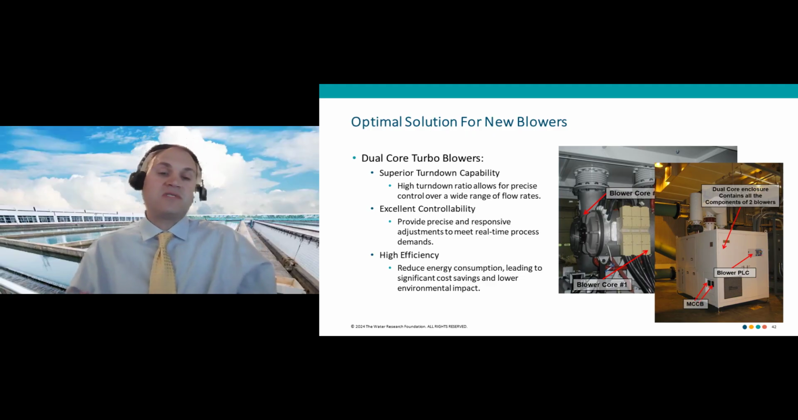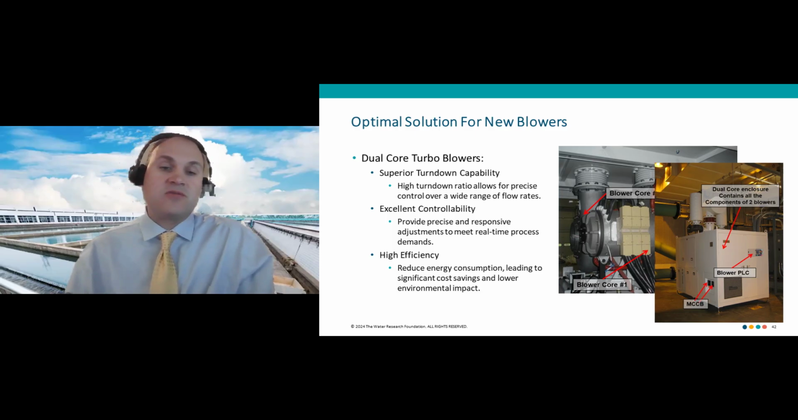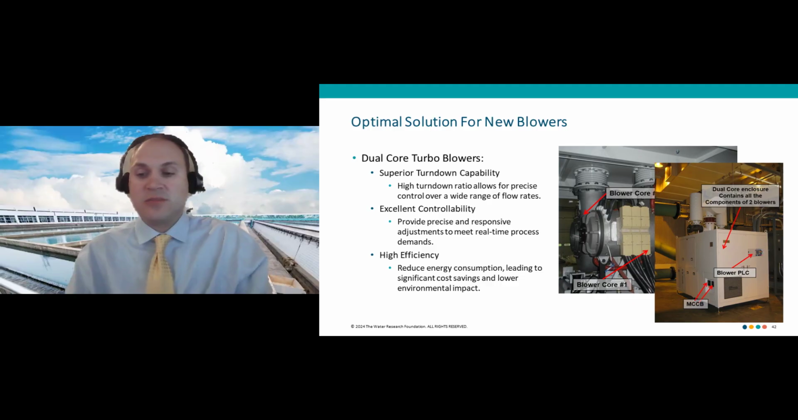Putting that all together, what was selected for Pomona was a dual-core high-speed turbo blower. It has superior turn-down capability against most other blower types. It has excellent controllability, so we're able to really hit those airflow requirements provided by the control system, and it has very high efficiency, so it's really saving the maximum amount of energy possible.